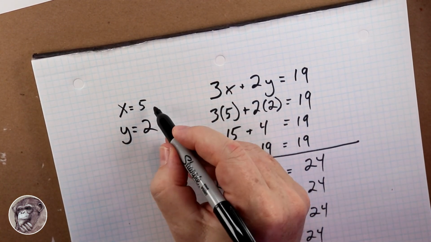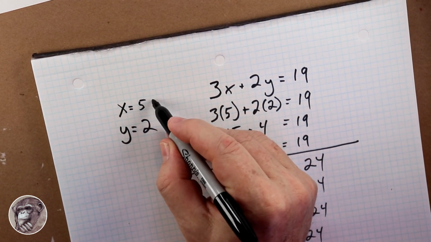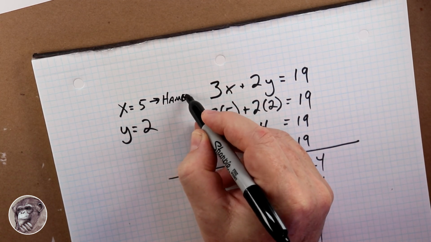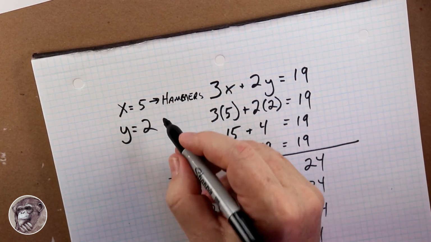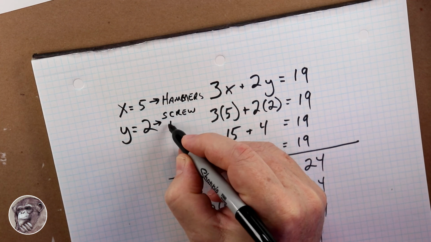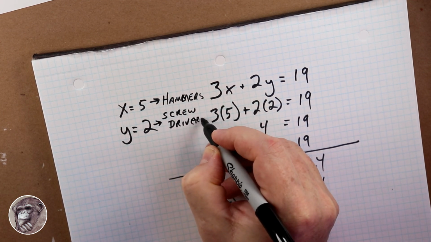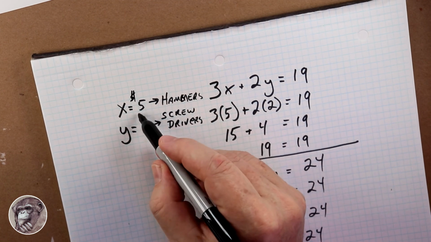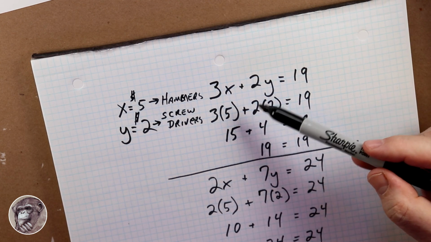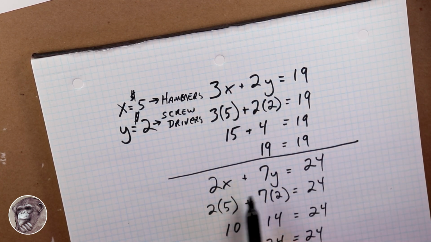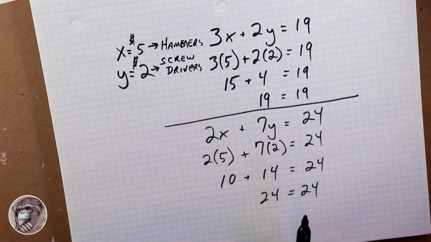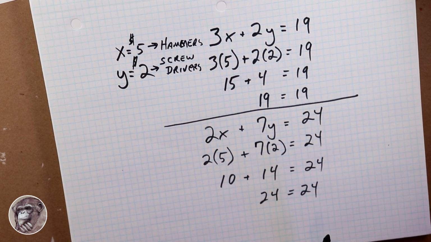So again, our hammers are $5 each, and our screwdrivers are $2 each. So that's the unit price for each of the items. So again, if you have time, plug it into the first so you can determine your x and your y values. If you have time to double check to make sure that your answers make sense, do it for the second equation too. It's the difference between getting a B on a test and getting an A. I would go for the A. So anyway, that's it.